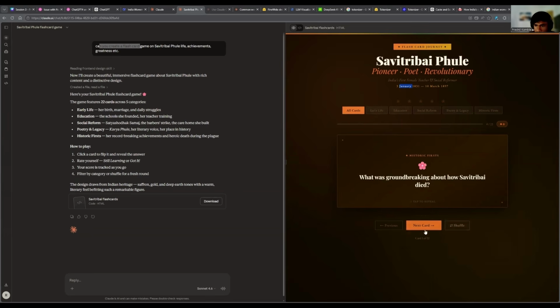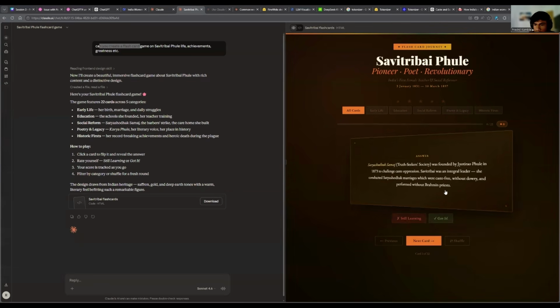For example, let's go through something. Okay, what was Satyashodak Samaj, and what role did Savitribai play in it? And when you turn it, you see that Satyashodak Samaj, which translates to Truth Seeker Society, was founded by Jyotirao Phule, Mahatma Phule, obviously, in 1873 to challenge caste oppression. Savitribai was an integral leader. She conducted Satyashodak marriages, which were caste-free, without dowry, and performed without Brahmin priests.